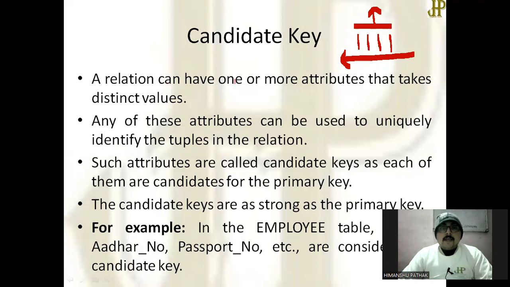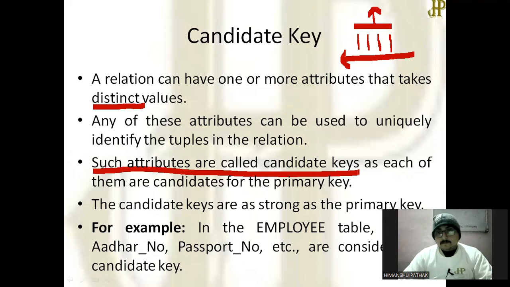A relation can have one or more attributes that take distinct values. And we know that if with the help of any attribute we can uniquely identify each and every row of the table, then that column becomes a key. Such attributes are called candidate keys. Why? Because each of them is a candidate for the primary key.